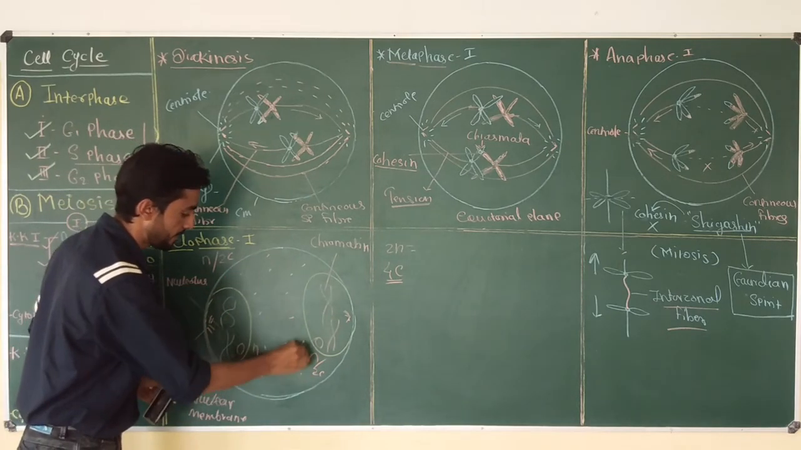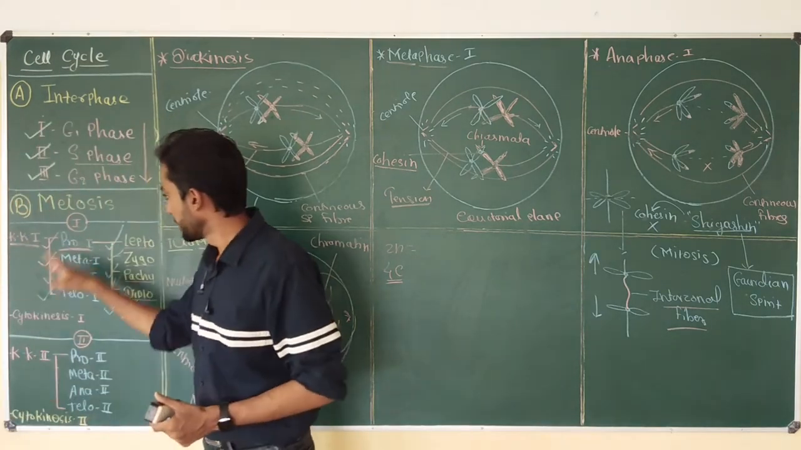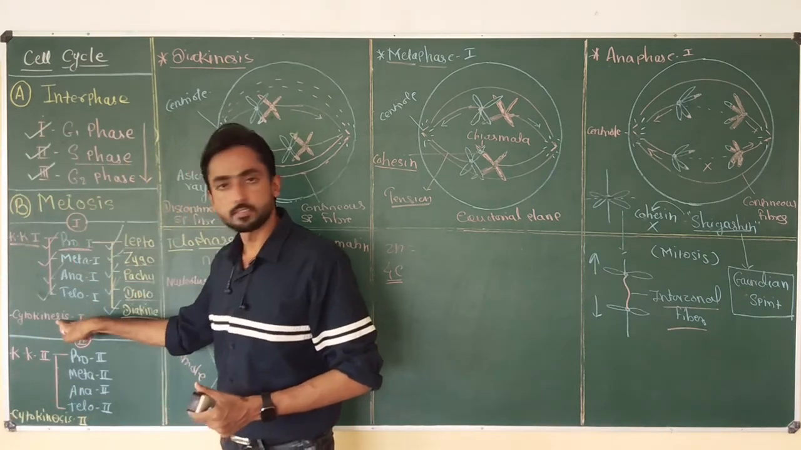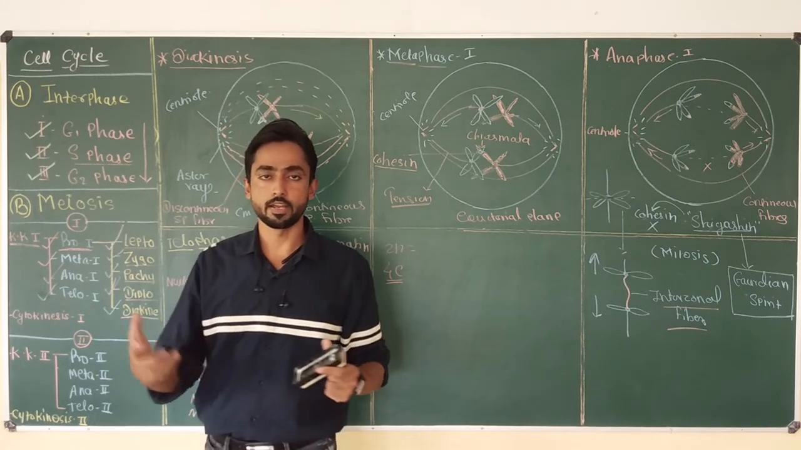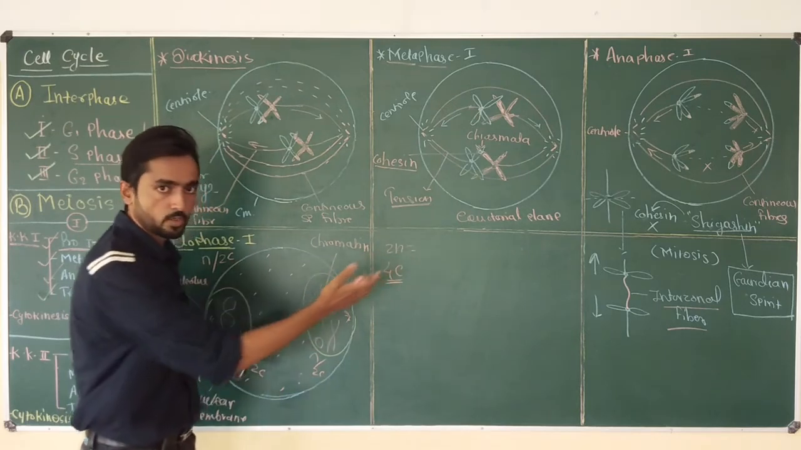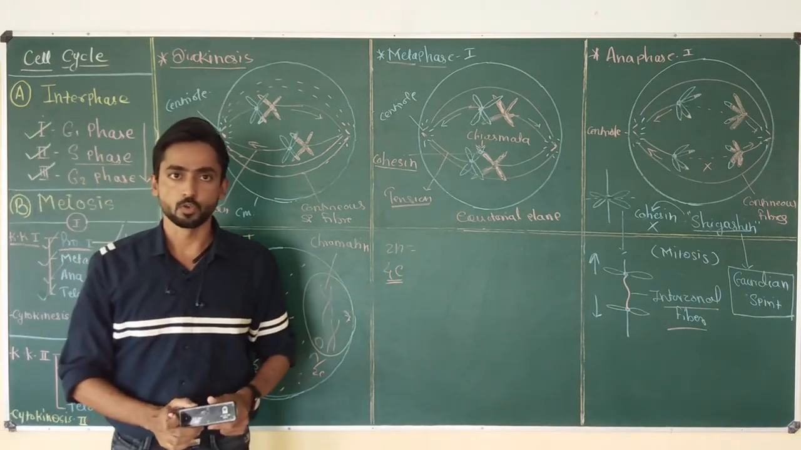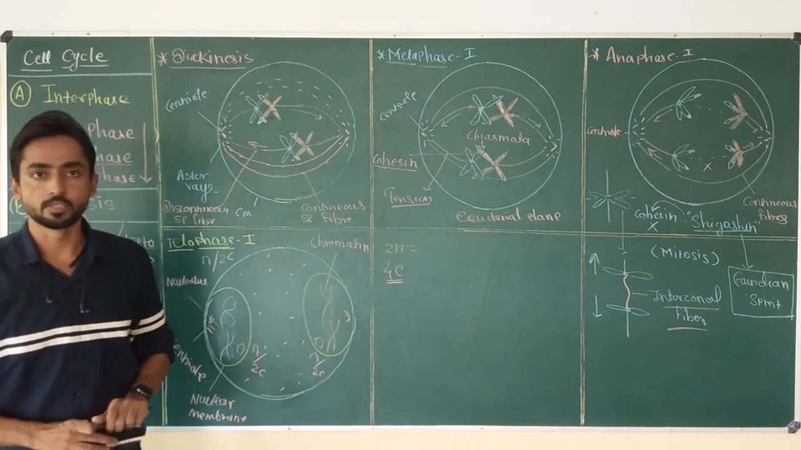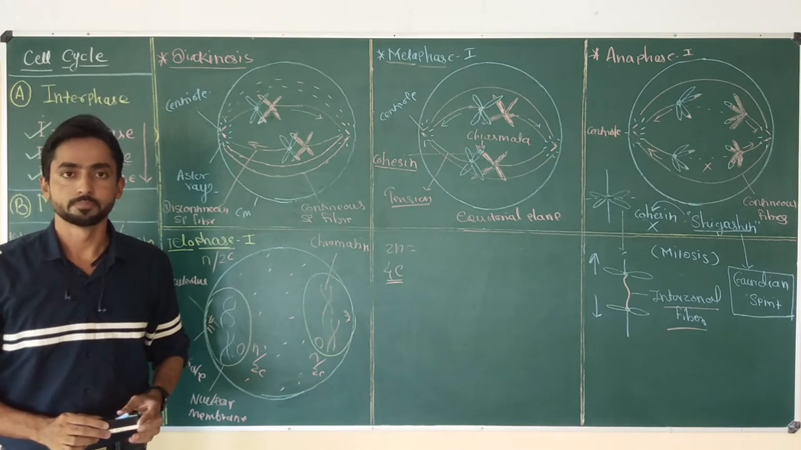And now this cell is ready to enter the last stage of meiosis-I, that is cytokinesis-I, the process in which the cytoplasm of the cell gets divided, and during cytokinesis-I, the one cell divides to produce two daughter cells. In my next video, I am going to discuss in detail the cytokinesis-I of meiosis-I. Thank you.